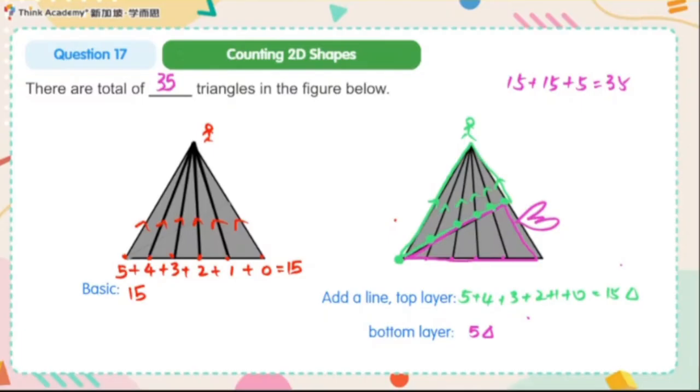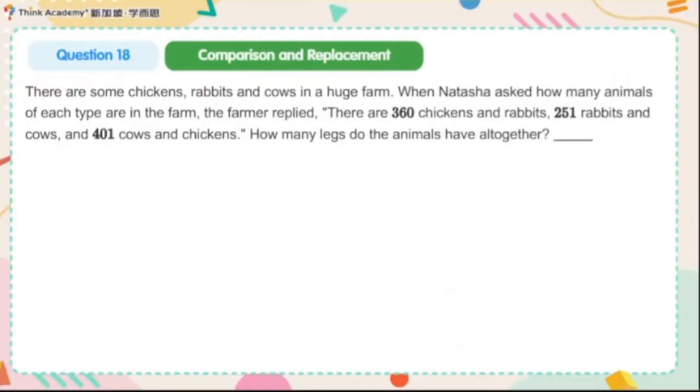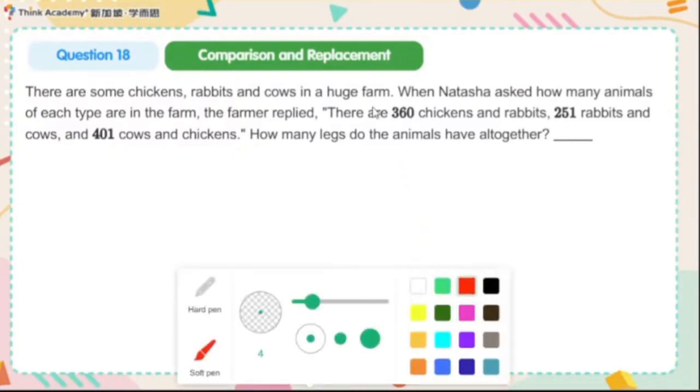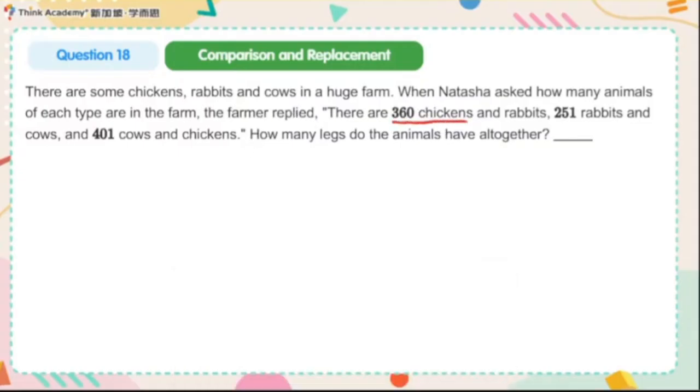Okay, that being said, let's move on to our next question, which is on comparison and replacement. Now, Teacher Yong was a bit evil here because I made this sort of like a chicken-rabbit problem, right? But let's read the question to see what it's actually talking about. Now, there are some chickens, rabbits, and cows in a huge farm, right? Very huge. When Natasha asked how many animals of each type there are, the farmer replied, there are 360 chickens and rabbits, 251 rabbits and cows, and 401 cows and chickens. How many legs do the animals have altogether?